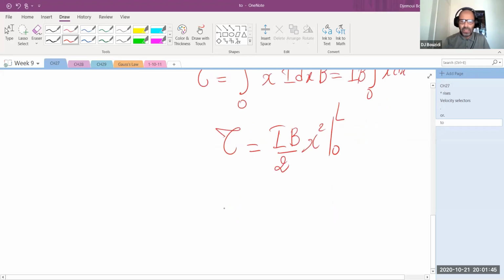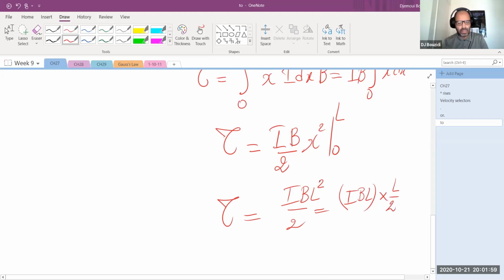It looks awfully similar to this expression. Of course, I'm going to put the final answer first. But this looks like IB times L, which is the strength of the force as I wrote it up, times L over 2. This is just numbers, so don't think of this one as some sort of a cross product or anything like that.